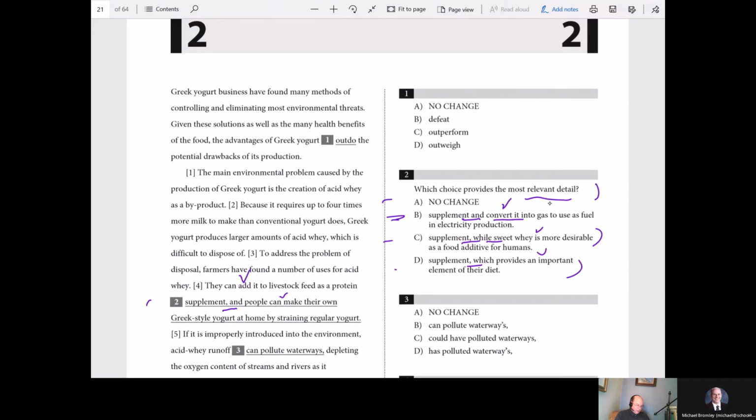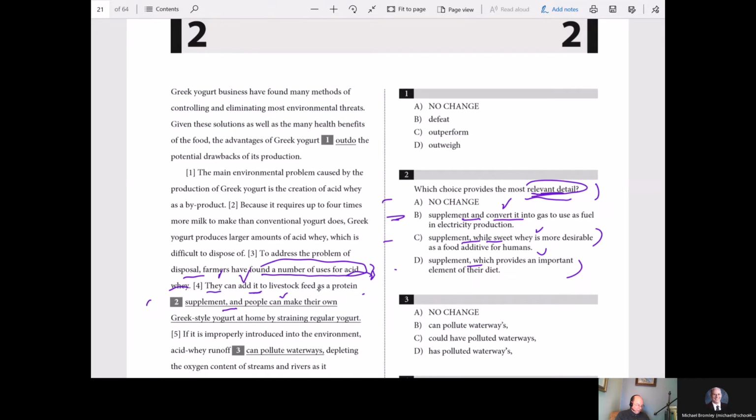The question says the most relevant detail, so relevant means it's got to be contextual. The sentence before is: To address the problem of disposal, farmers have found a number of uses for acid whey. They can add it, they, being farmers, always find the noun that the pronoun is replacing. So farmers can add it, add what? Acid whey to livestock feed as protein. Now, what are we talking about? They want to address the problem of disposal. They found a number of uses. So in other words, my next sentence needs to give me those uses.